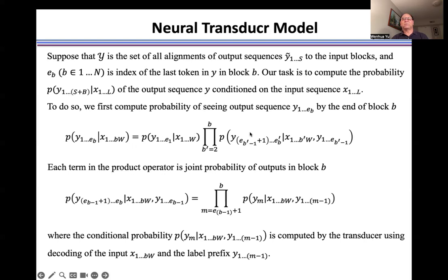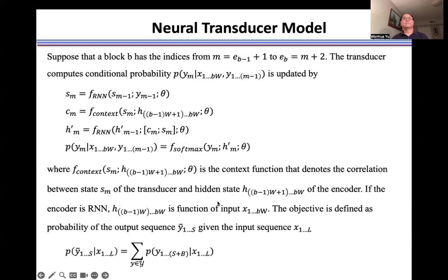Each term here is a joint probability of outputs in block B. So we can use the chain rule to express this joint probability as a product of conditional probabilities of Y_m. The conditional probability P here is computed by the transducer using decoding of the input X and the label prefix Y. Suppose that a block B has indices from m to e_B.